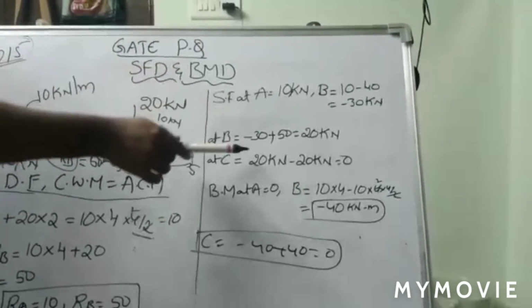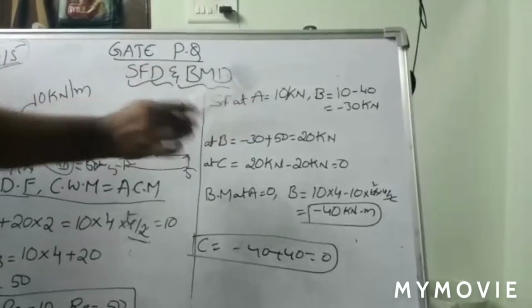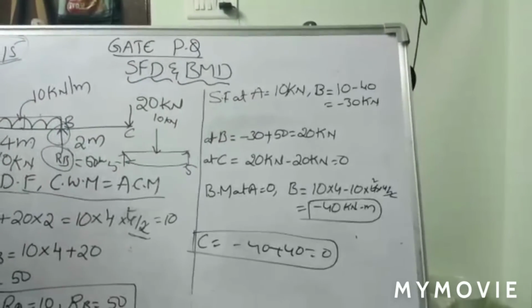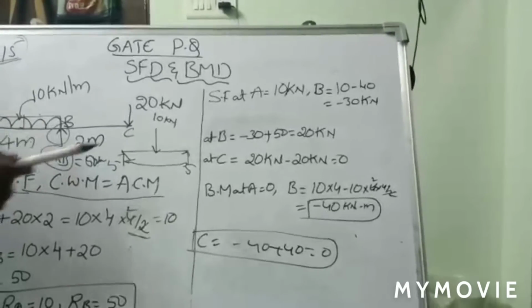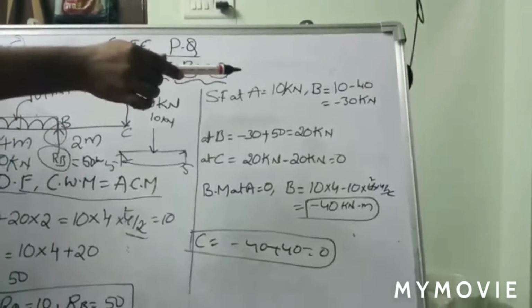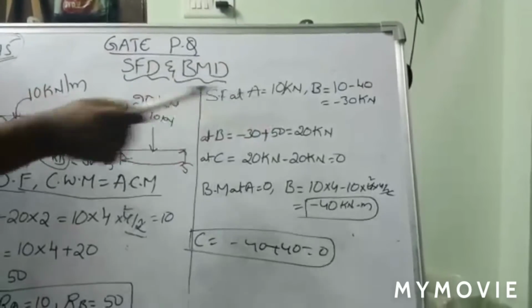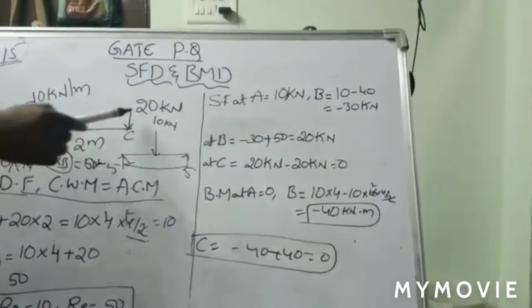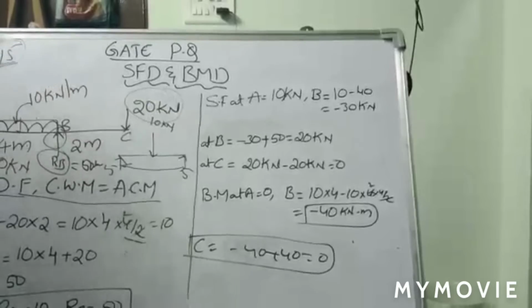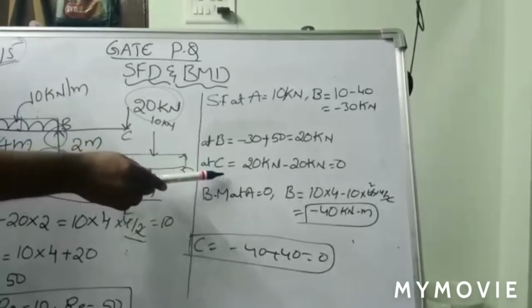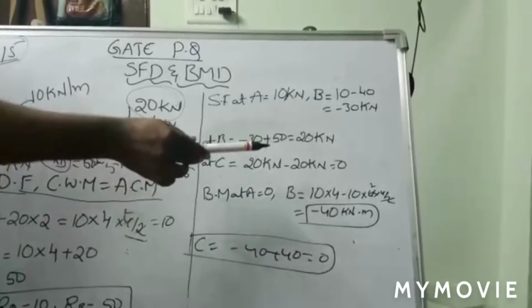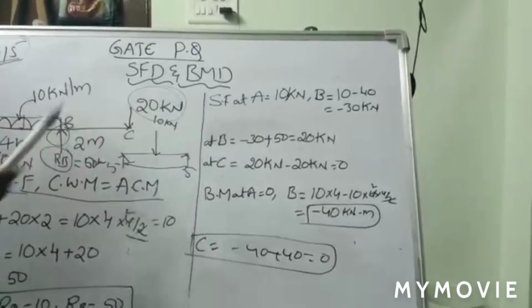At B we are having minus 30 plus 50, 20 kilonewtons, right? So already you are having 50 kilonewtons upward direction, and you are having the value before it, minus 30. So minus 30 plus 50 equal to 20 kilonewtons. And as usual, you are having HC value 20 kilonewtons, so HC equal to 20 kilonewtons minus the 20 at B. So 20 minus 20 equal to 0.